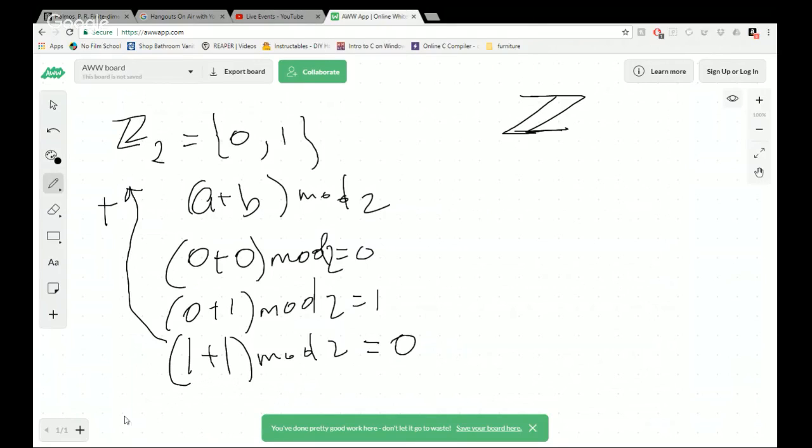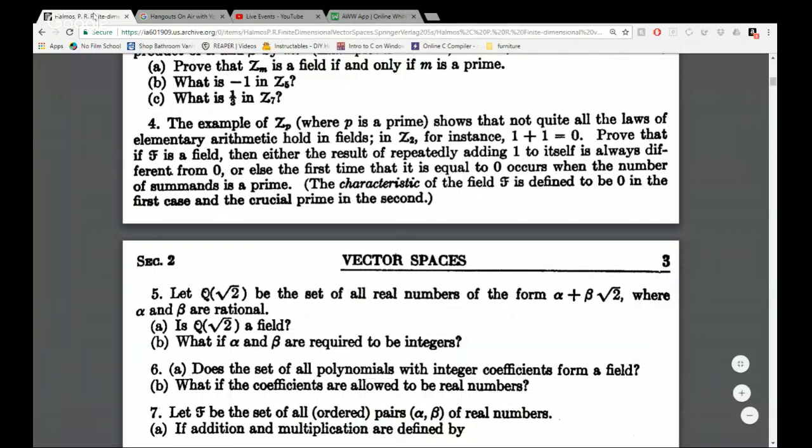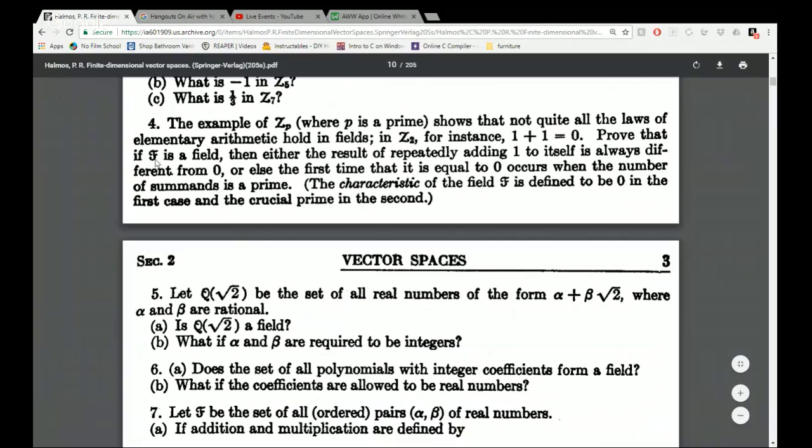So what is the problem here? Prove that if F is a field, so we're given that F is a field, then either the result of repeatedly adding 1 to itself is always different from 0, or else the first time that it is equal to 0 occurs when the number of summands is a prime.